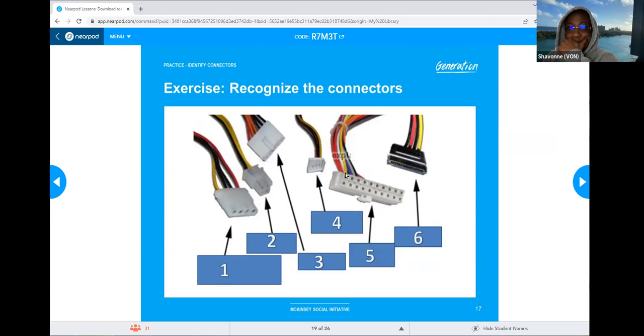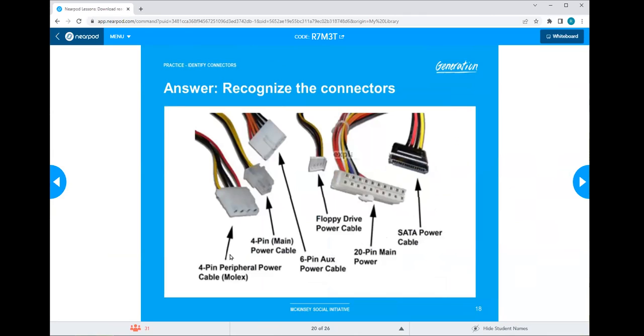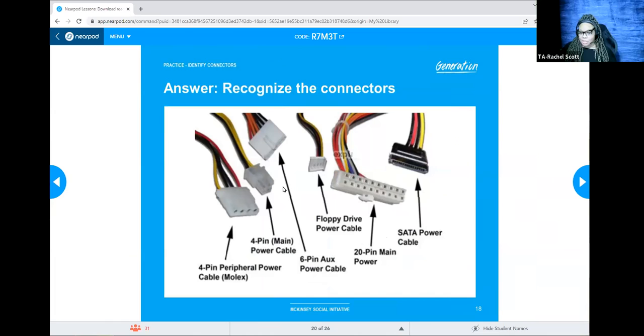Now, okay, so everybody's looking at the image right here. All of these, 1, 2, 3, 4, 5, 6. Let me just see if it will show you. Is this a little bit better? So there's 4-pin power, 6-pin auxiliary power, Molex 4-pin, and SATA, like you said. But also there's the floppy drive, which we don't deal with much anymore.